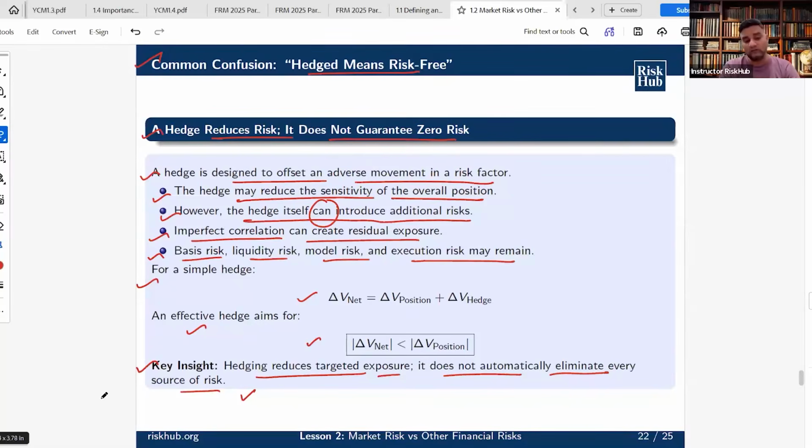Absolute value of delta V net is less than absolute value of delta V position. The vertical bar denotes absolute value, size without sign. The line says an effective hedge makes the net move smaller in size than the unhedged move. It does not say the net move is zero. Sign is dropped because a hedge can overshoot as well as undershoot, and both count as residual risk.